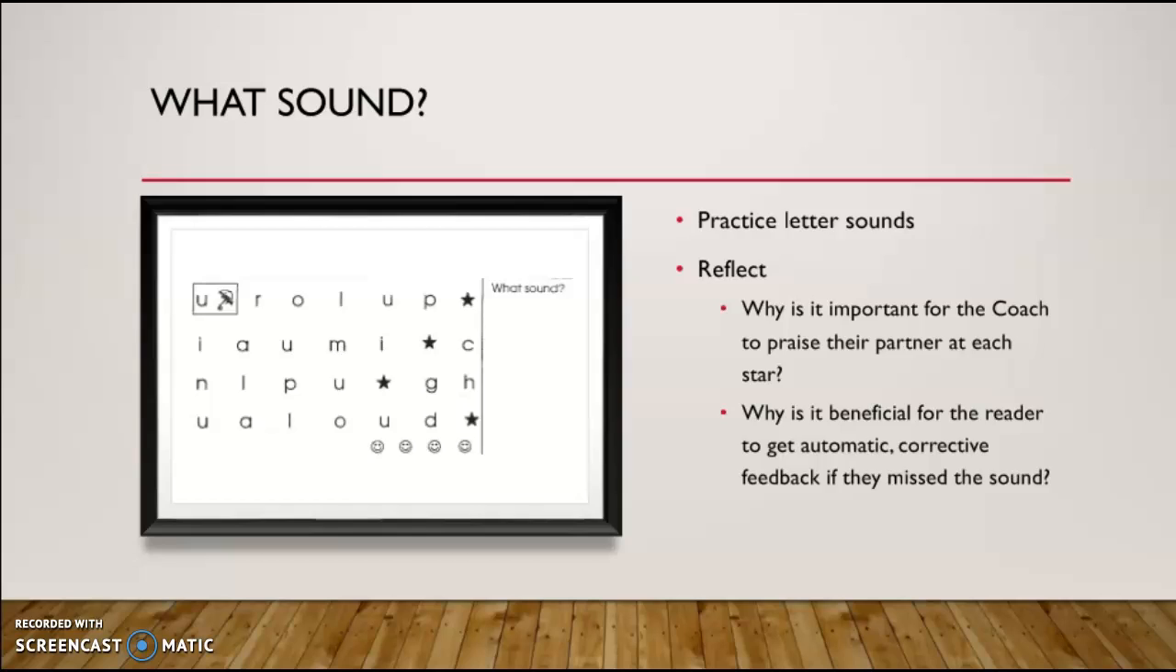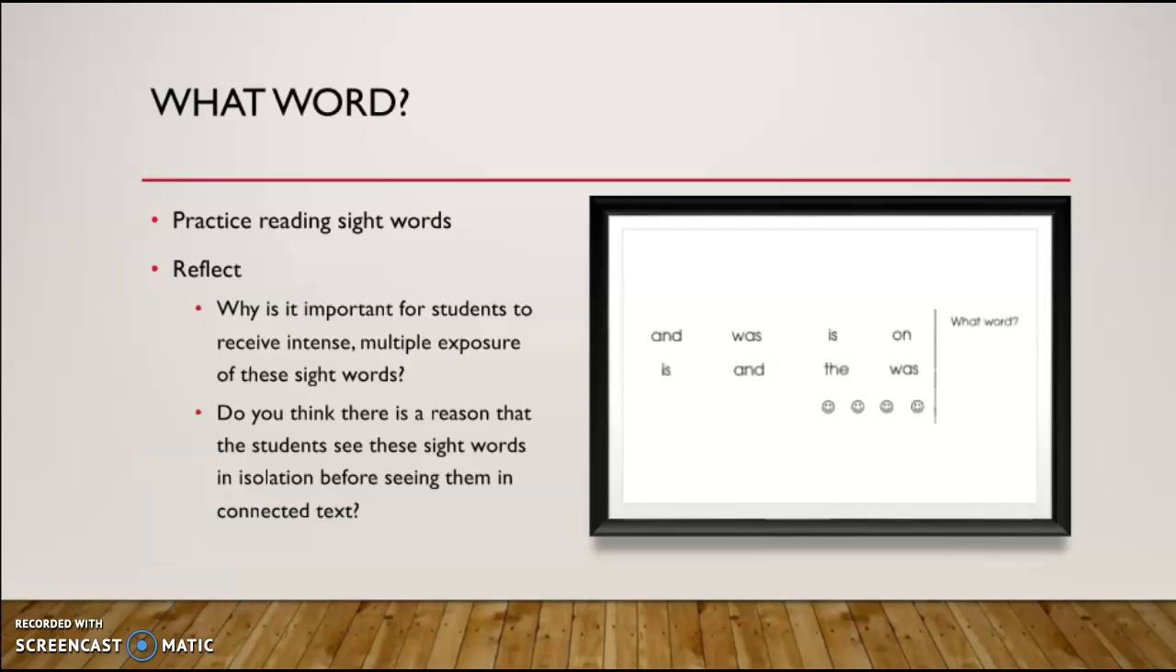Perfect. Welcome back. Now, the next section is what word. It focuses on sight word recognition. The coach points to the sight word on the lesson page and asks, "What word?" And the reader responds. Corrective feedback is promptly given if the reader gets a word wrong. They say, "Stop. That word is... What word? Read the line again."